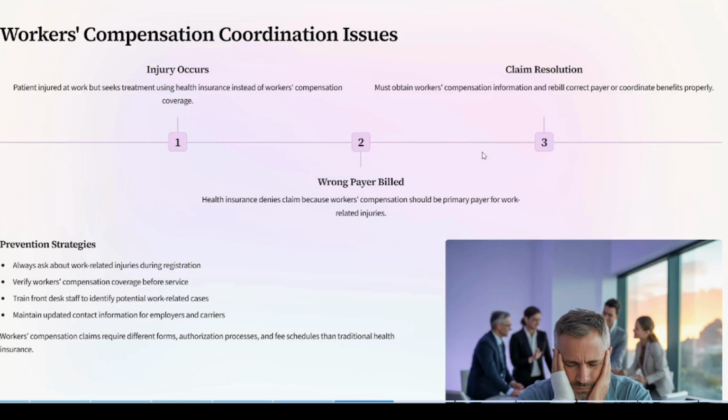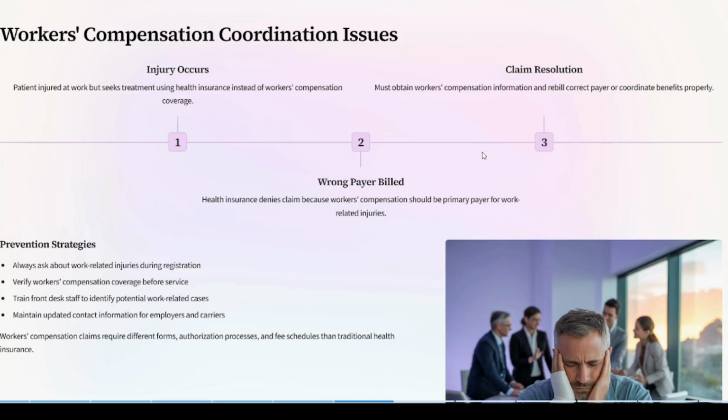All right. Secondly, wrong payer billed. Health insurance denies the claim because workers' compensation should be the primary payer for work-related injuries, such as the example that I just gave, and you must obtain workers' compensation information for resolution. Must obtain workers' compensation information and rebill the correct payer for coordination of benefits properly.